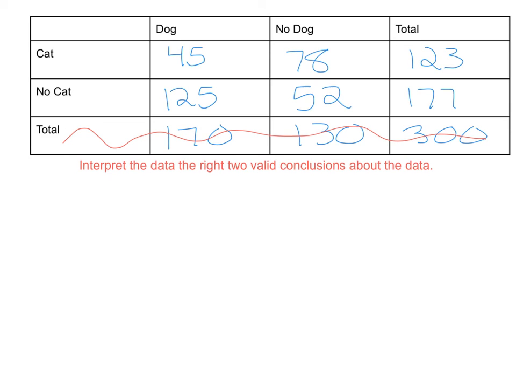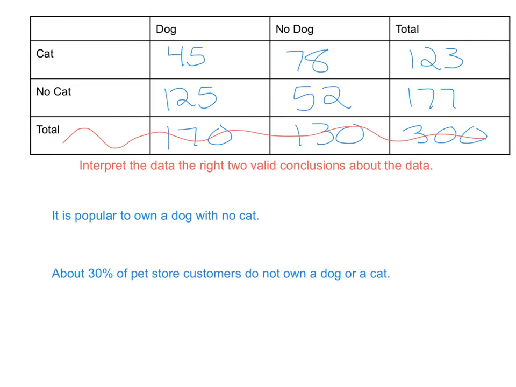Along with two-way frequency tables, you'll have to interpret the information. To end this lesson, I want you to think about any sort of valid conclusions you could make about the data. What kind of final statements can you write down? So I will give you two that I came up with, and you can choose to write mine down or come up with two of your own.